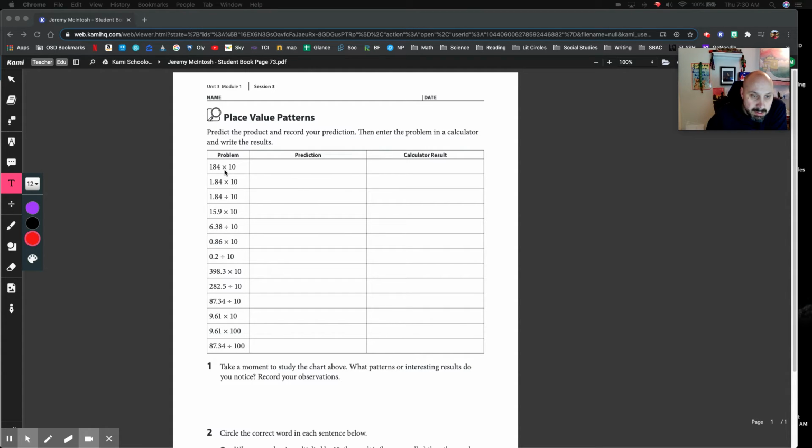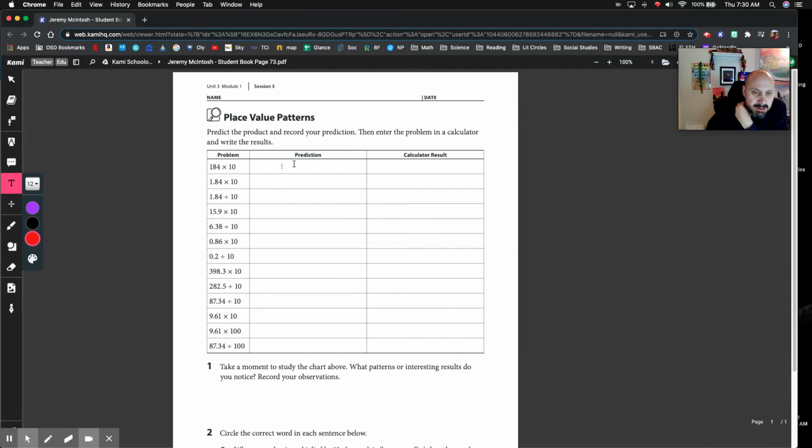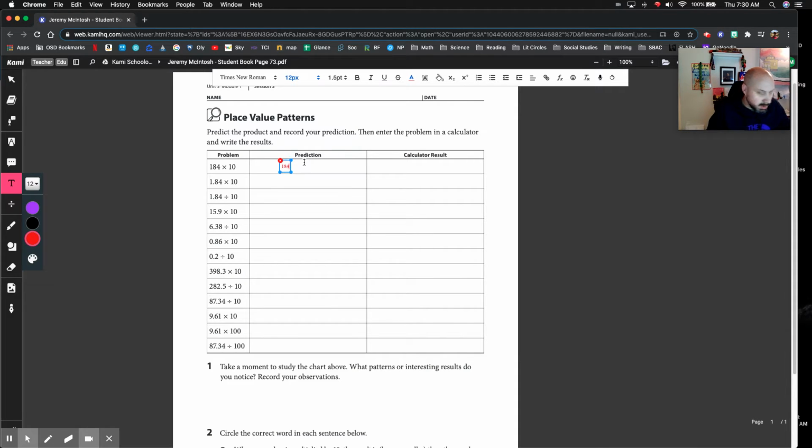So you're going to look at the first problem, 184 times 10. You're going to think, I think I might know this one. Well, 184 times 1, I know is 184. That's kind of small, isn't it? And I remember when I multiply by 10, I'm just putting a 0 on the end of my number, which really means the place value of that decimal is moving to the right one space, because you're moving from 184 to 1,840.